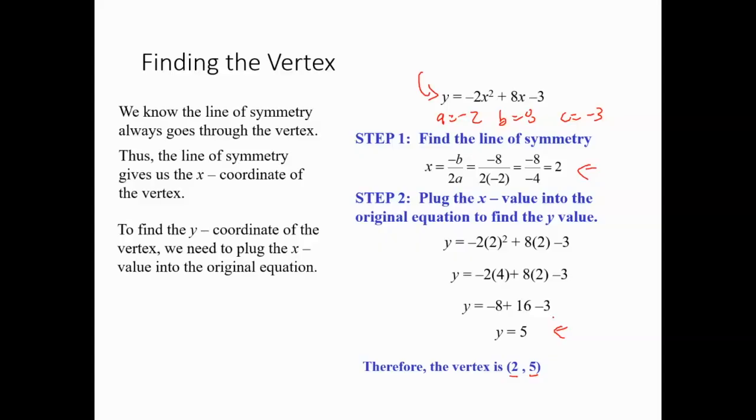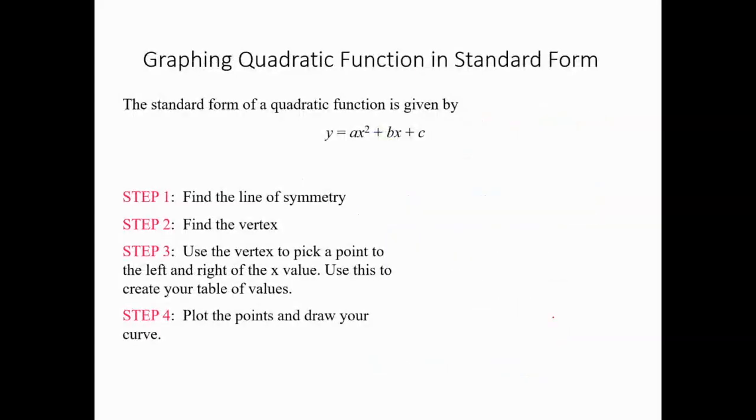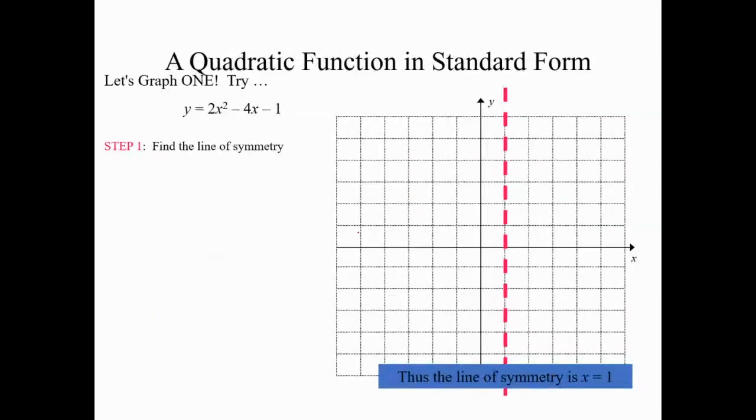So now we found our vertex, and we're just going to follow the same steps as we did. The only difference is we had to find our line of symmetry. Our line of symmetry is negative b over 2a, and our vertex is going to be, we plug that in, and we find our y value. Then from there, we're going to use the vertex to pick a point to the left and right, same thing as we did in the other form. We use this to create our table of values, and we plot our points on the curve. So the only thing that's different here is we actually have to calculate our vertex.